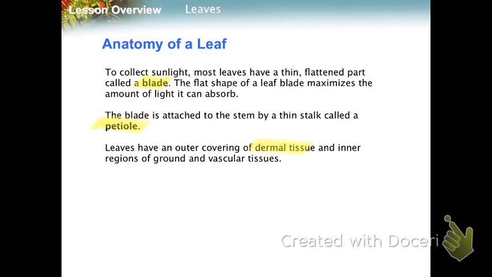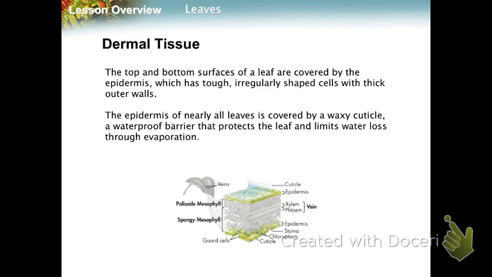And just like all the other parts of the plant, we have the three different types of tissue: dermal tissue, ground tissue, and vascular tissues. Top and bottom surfaces of a leaf are covered by the epidermis, that's the dermal tissue, with thick cell walls. The epidermal cells secrete a waxy cuticle. It's a barrier that protects the leaf and limits water loss.